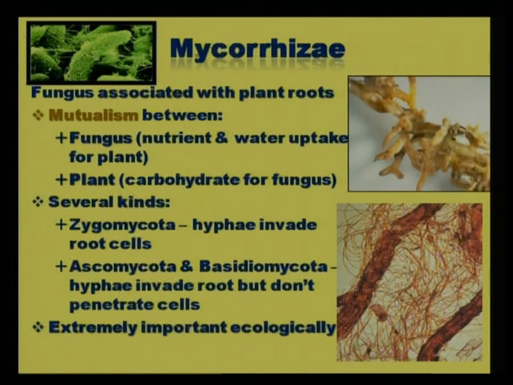There are two kinds of mycorrhiza, that is, ectomycorrhiza and endomycorrhiza. Ectomycorrhiza means those which only invade the root but do not penetrate, for example Ascomycota and Basidiomycota, whereas Zygomycota is an example in which hyphae will invade the root cells as well as penetrate inside the cells, and hence they are known as endomycorrhiza. Both ecto and endomycorrhiza are extremely important ecologically, and they help to create a fertile soil.